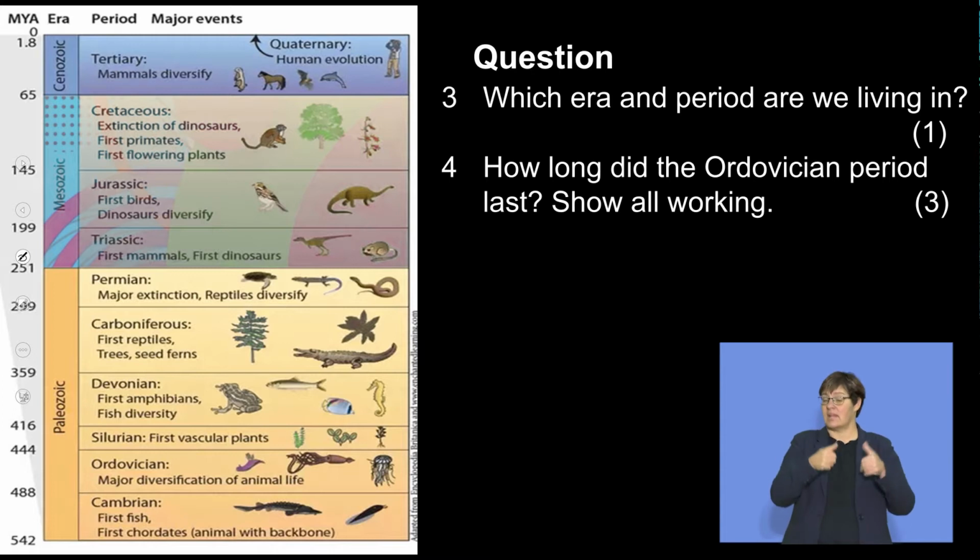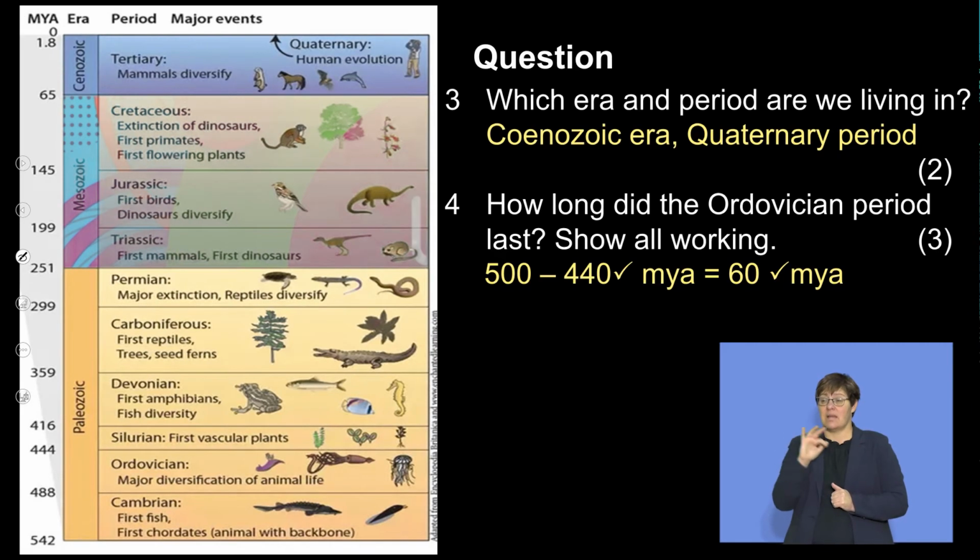Then, the next one can also be answered simply by looking at the geological timescale. Which era and period are we living in? And we look here, they talk about humans, and that is the Quaternary period and the Cenozoic era. Remember, the spelling of Cenozoic can vary. Don't let that upset you.